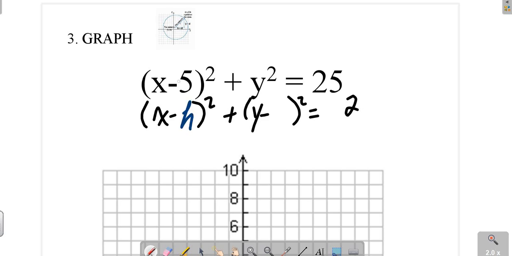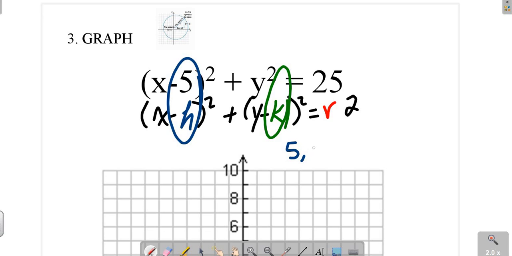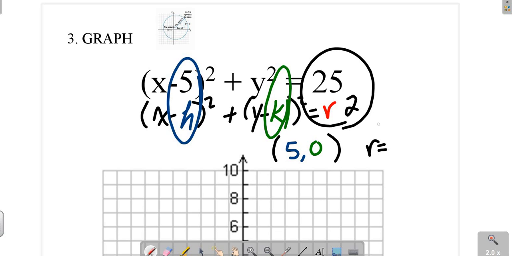(x minus h) squared plus (y minus k) squared equals radius squared. We're going to pull out our h and our k. Our h is positive 5. Our k, if y is by itself, our k had to have been 0. And if r squared equals 25, your radius must therefore be 5.